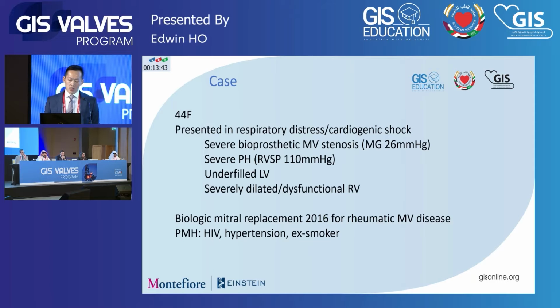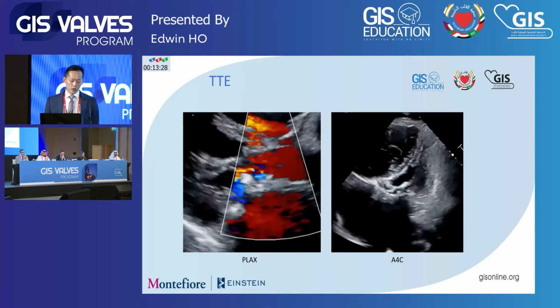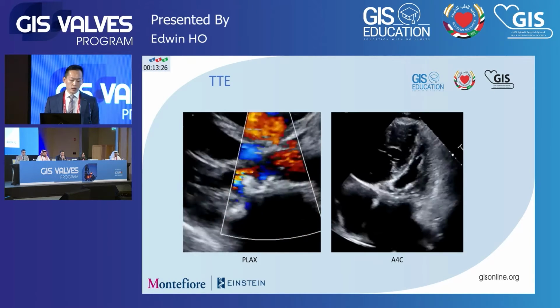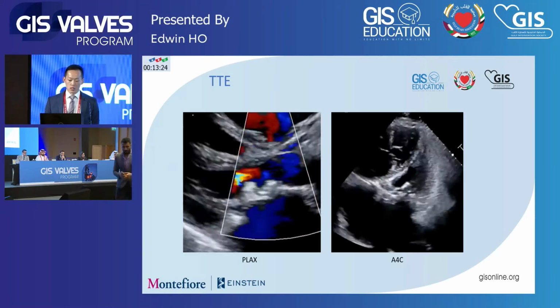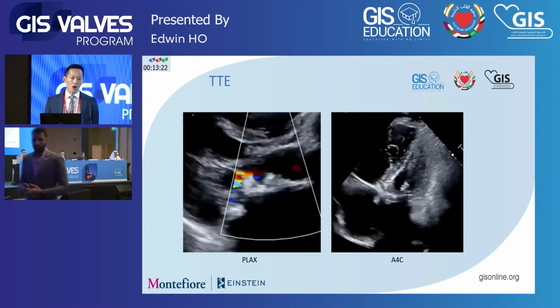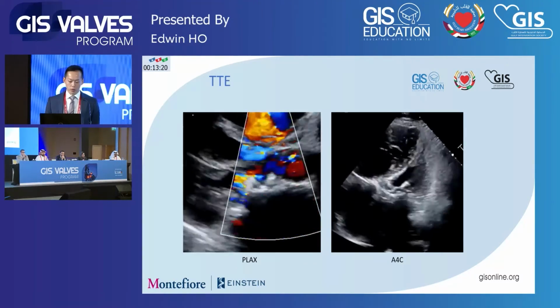She presented in this extreme situation because she had severe bioprosthetic stenosis with some regurgitation, very severe pulmonary hypertension, an underfilled LV, very bad RV dilation and dysfunction, and some other comorbidities. This is relevant because, as you'll see, we took a transcatheter route: our surgeons found that she was non-operable in her current state because of extreme risk.